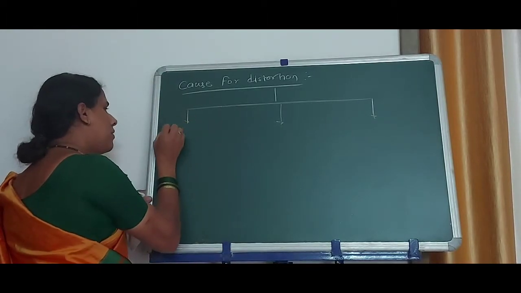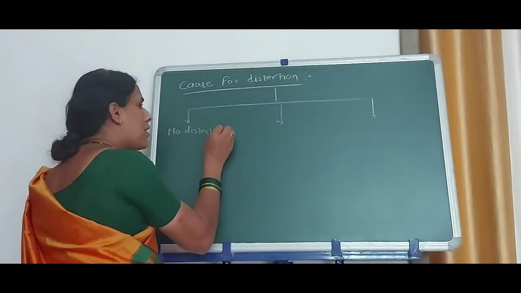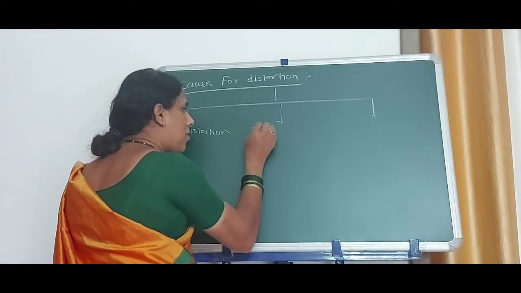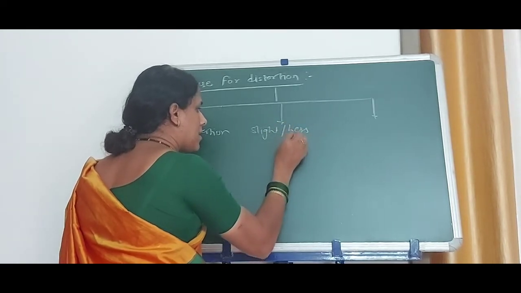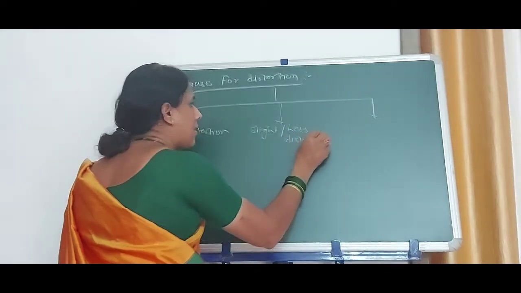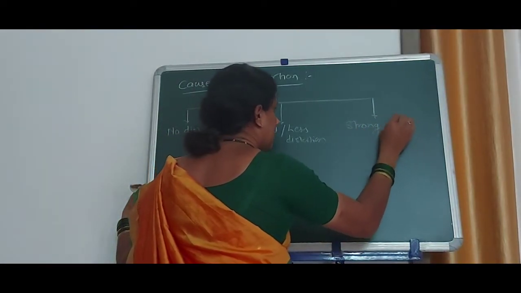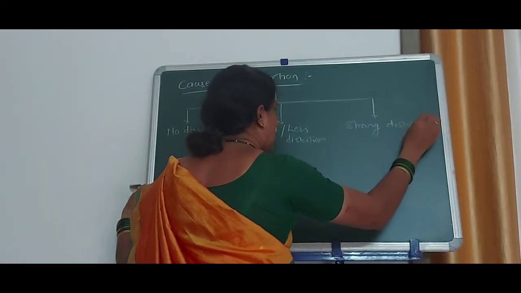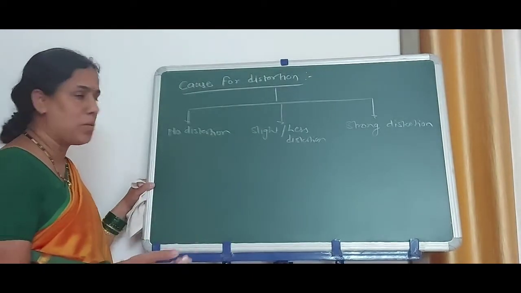First is no distortion. Second is slight or less distortion. And third is strong distortion. What are the conditions of the Eg and the T2g orbitals?